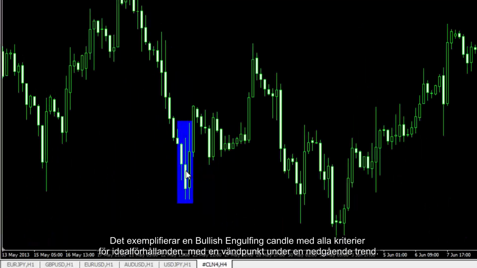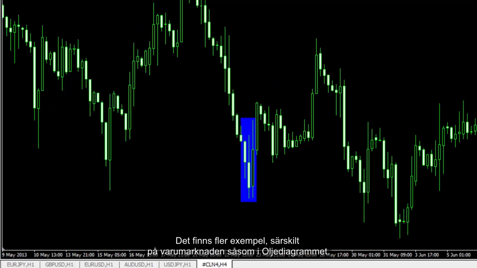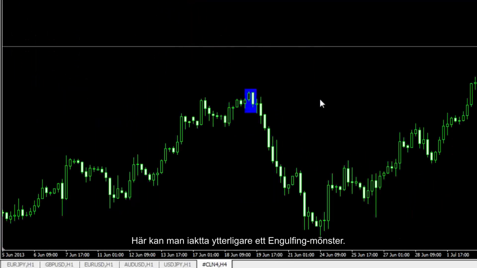The example of a bullish engulfing candle with all conditions for an ideal condition, the reversal point on a downward trend. There are several examples, especially on a commodity market, such as an oil chart. Another engulfing pattern is detectable on this chart. A trader can identify many patterns in a chart easily after studying any pattern thoroughly.